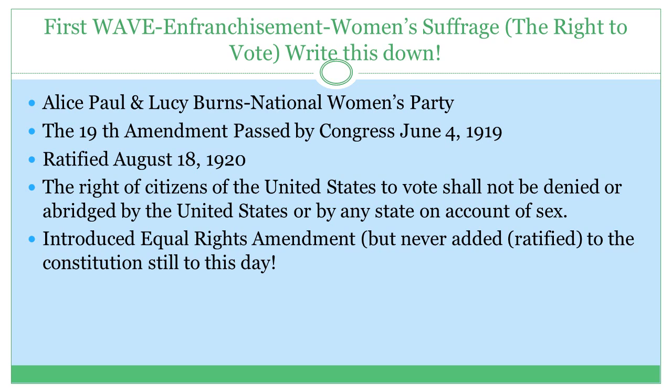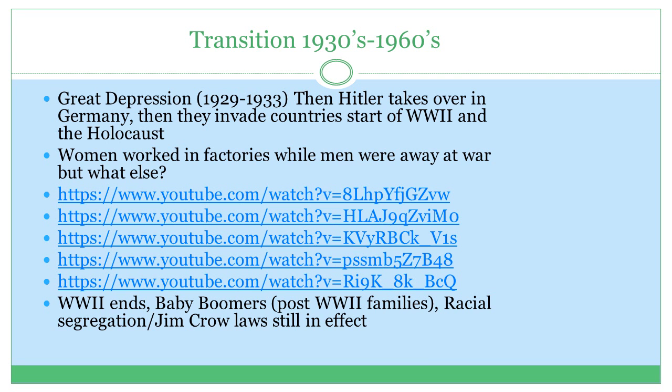Thus, the 19th Amendment passed with the ratification in 1920. It stated that the right of citizens of the United States to vote shall not be denied or abridged by the United States or by any state on account of sex. Alice Paul and Lucy introduced the Equal Rights Amendment, but it was never ratified to the Constitution still to this day. We're still short of the ratification vote.